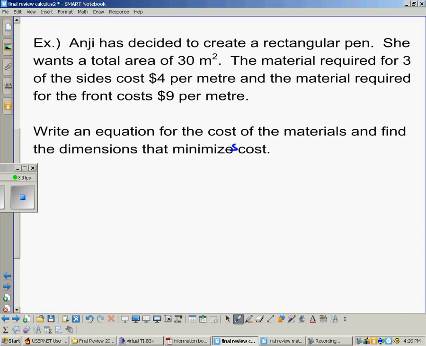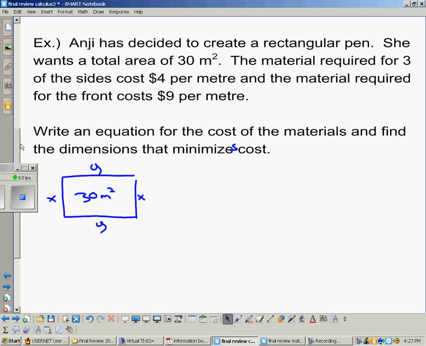Okay, let's see what we know here. I want a rectangle. I want an area of 30 meters squared. I know that these two sides are going to be the same, 30 over x. And then I'm going to have these other sides here, y. No, I'm breaking my own rule here. I've got an x and a y here.